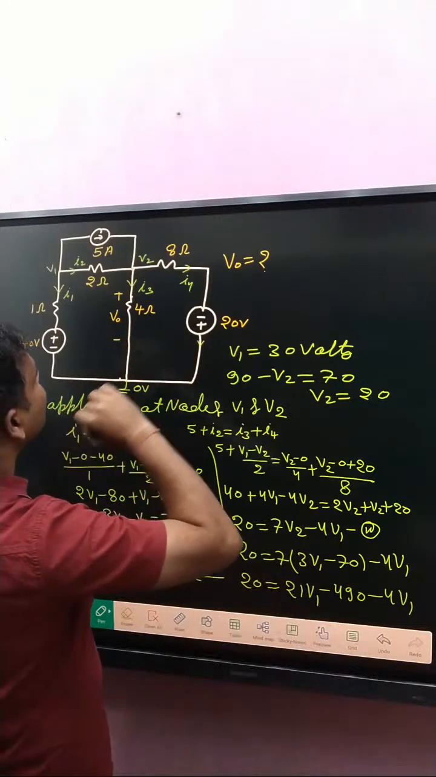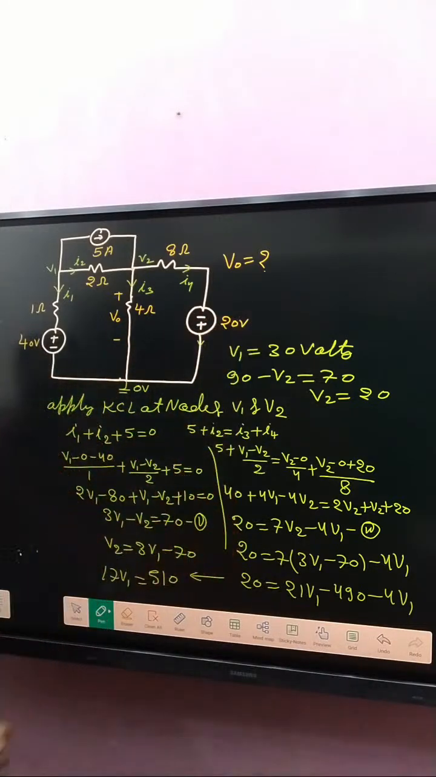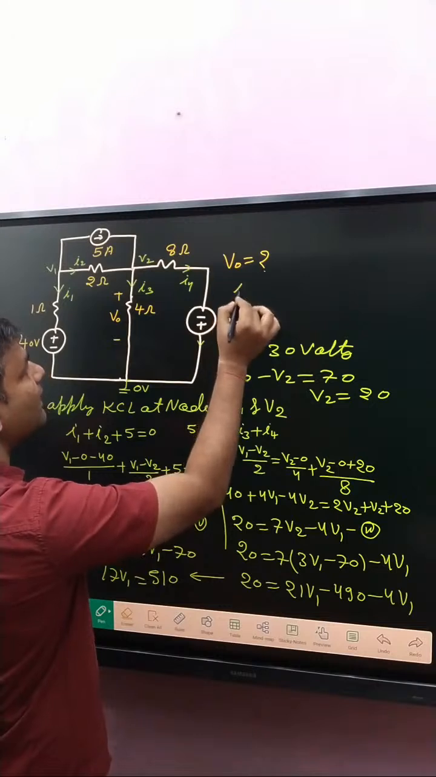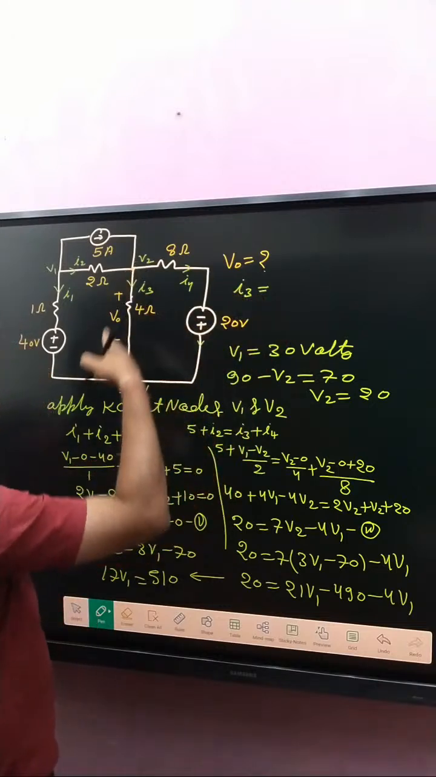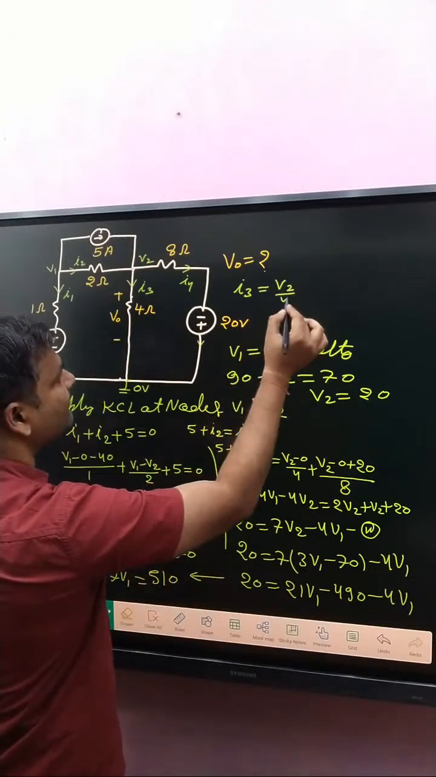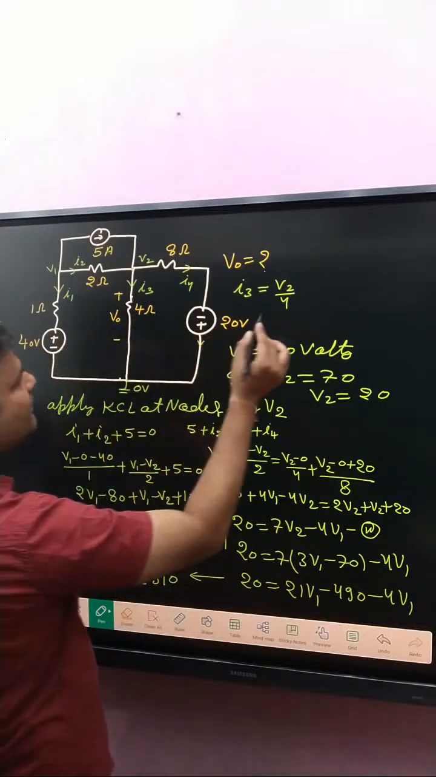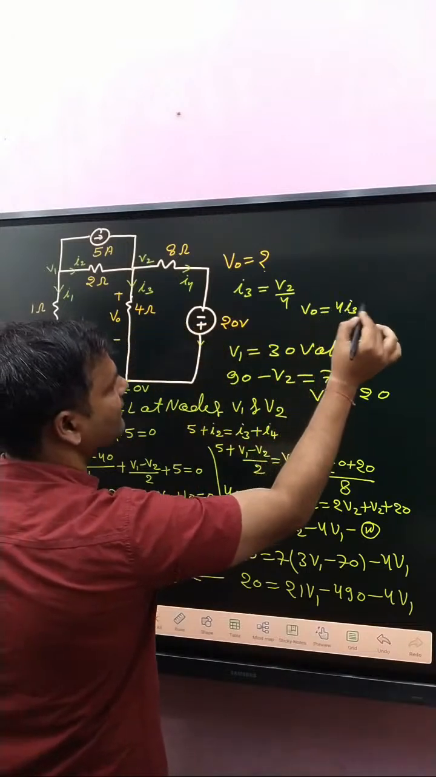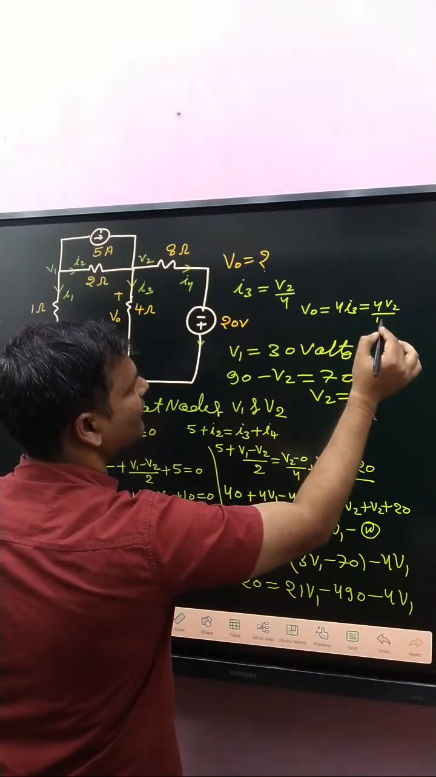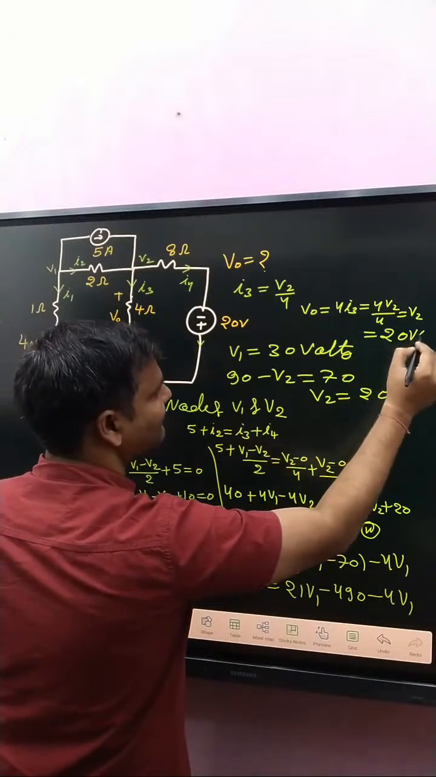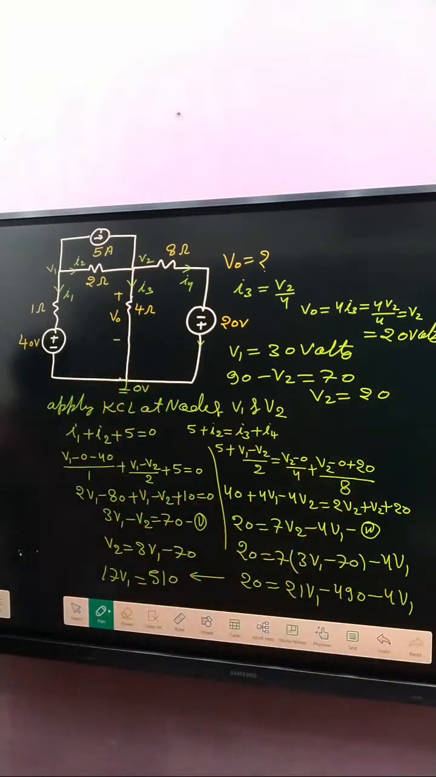So what about V0? V0 is basically V2. If any doubt, then ask right now. What about I3? I3 is V2 minus 0 divided by 4. And V0 is basically 4 into I3. So 4 into V2 by 4 gives V2. So V2 is finally 20 volt. That is the right answer. V2 is finally 20 volt.